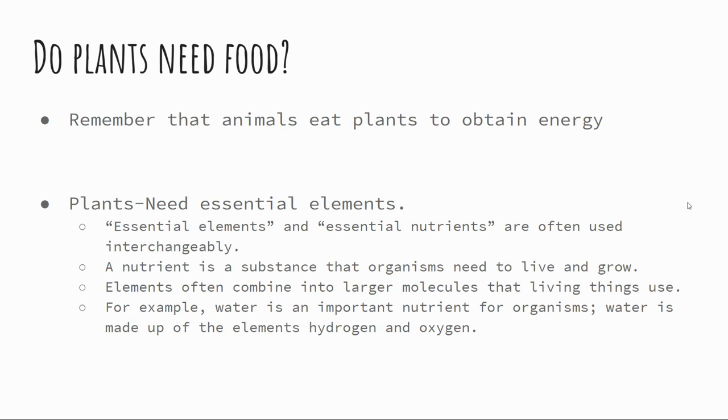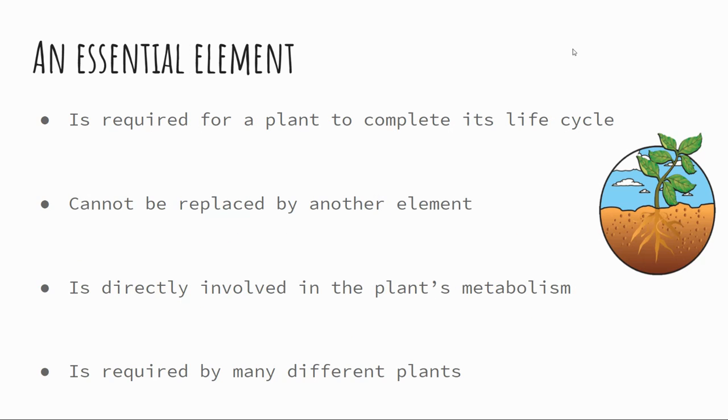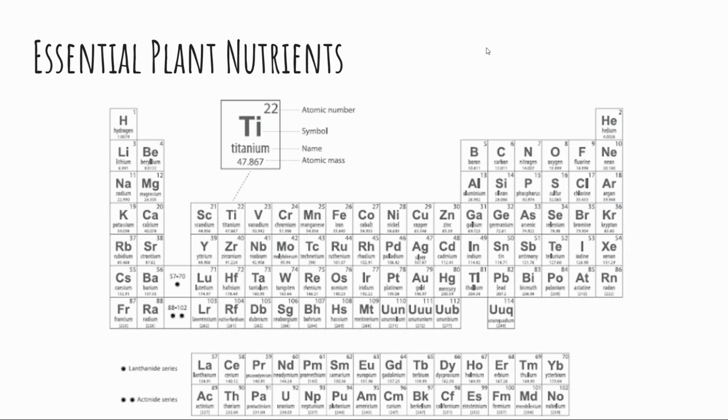And if you think back to photosynthesis, we talked about how the splitting of water frees up electrons, which drives the process. So not only is water going to bring in nutrients, water itself and the breaking down of that molecule drives a life process. So an essential element is required for a plant to complete its life cycle. It cannot be replaced by another element. It is directly involved in the plant's metabolism and is required by many different plants.